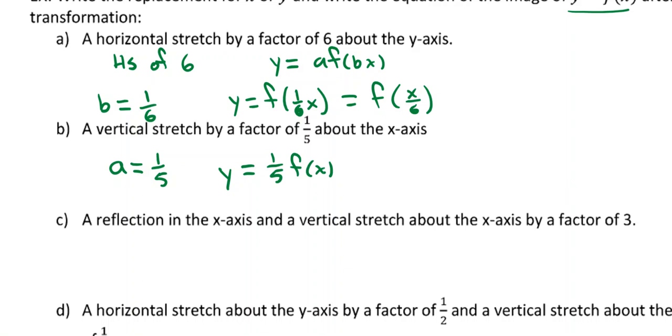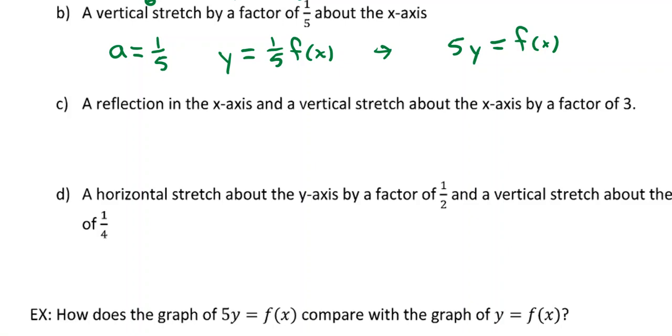Could it also be 5y equals f of x? Yep, exactly. And you have to be able to go back and forth, so let's write it that way too. So that would also be true to say 5y is equal to f of x. You can see it in either of those forms, right?